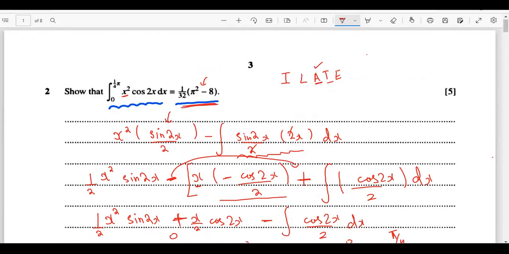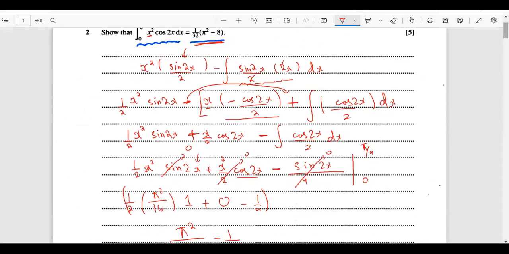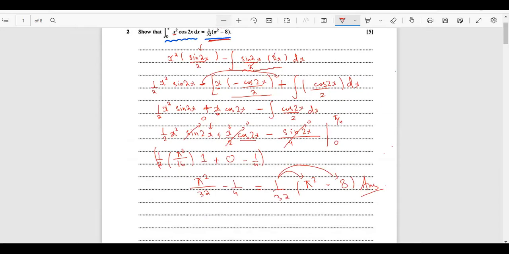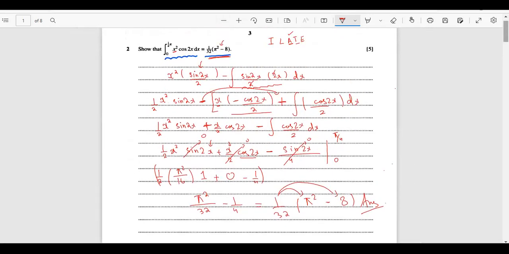This could be the answer, but we need to make it look like this form. So I'll take 1 by 32 outside. I can write it as 1 by 32 common, pi squared minus 8. Now when I multiply 1 by 32 with this and with that, I would get pi squared by 32 minus 1 by 4. So this is the correct answer, right? Anything that you were not able to understand? No, it's fine. It's very good that you were able to quickly identify that this is integration by parts. Very well done. Excellent.